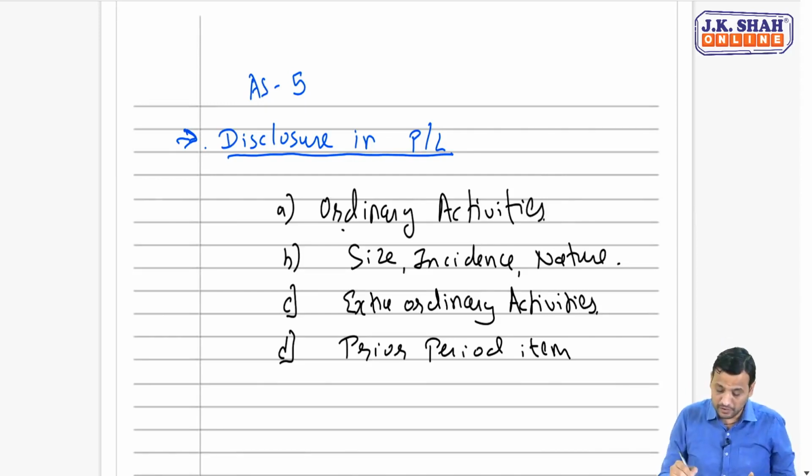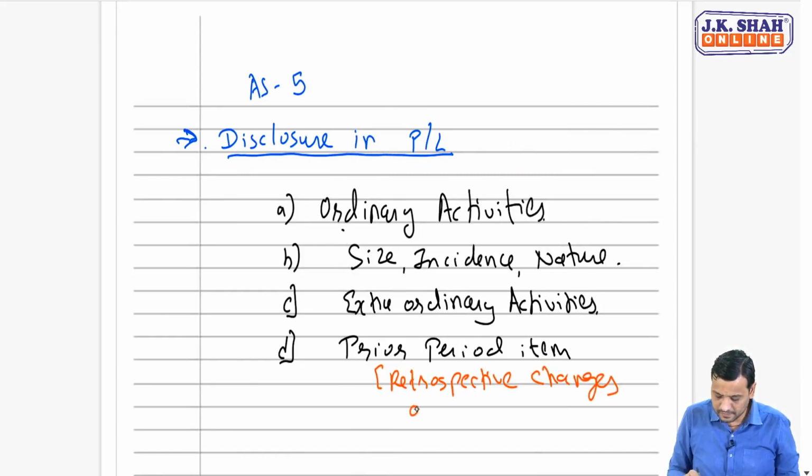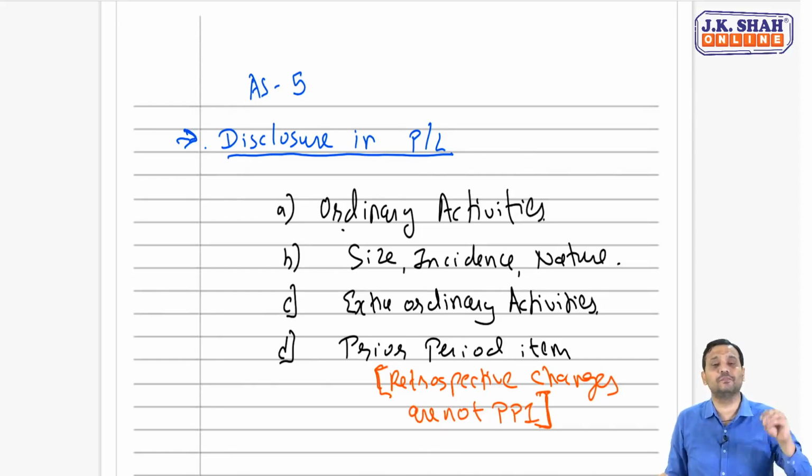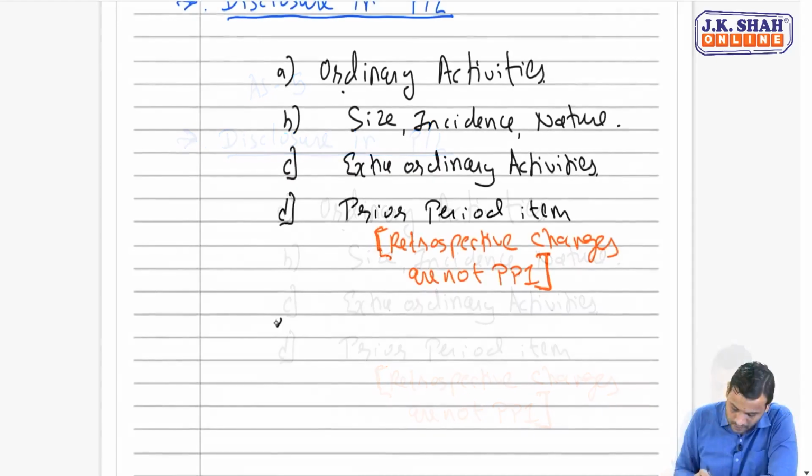But remember one point on which you might make an error. Retrospective changes are not prior period items. Like I increase the salary of my staff applicable from 1st April 2016. So, today I am on 1st April 21, and I increase the salary of my staff from 1st April 16. Nothing but retrospective changes, these are not prior period items. They are not to be disclosed separately as prior period items.